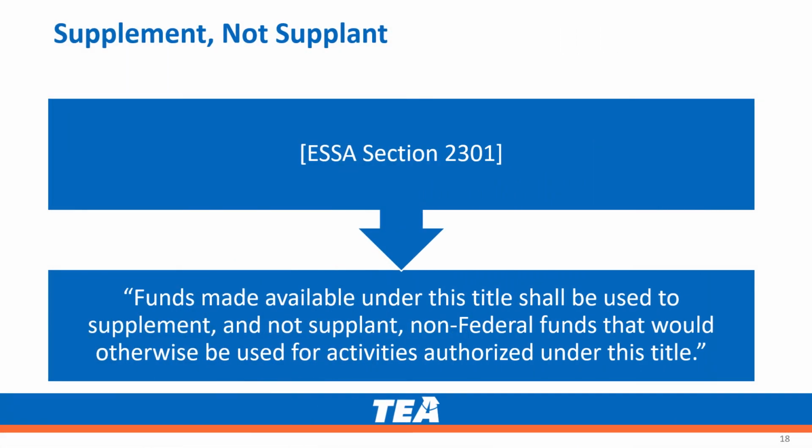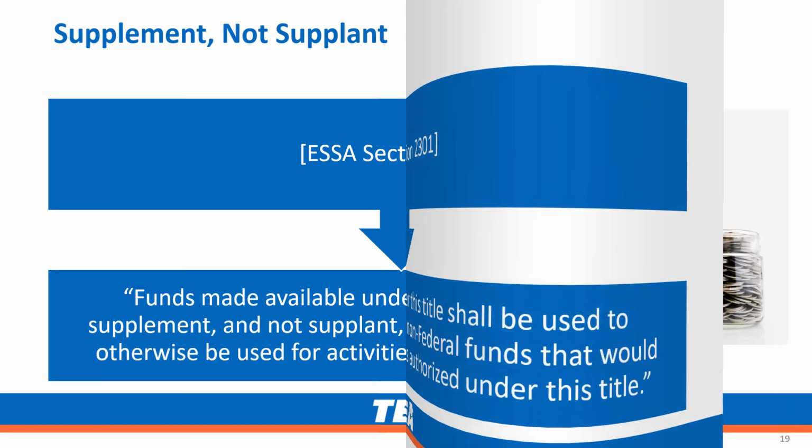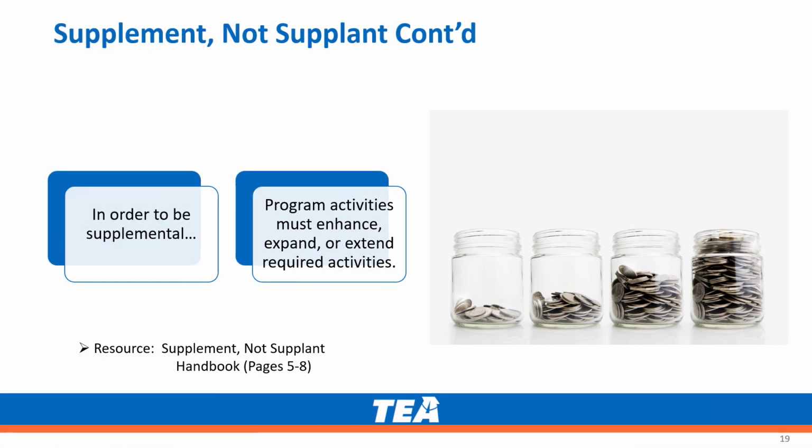Supplement not supplant. As stated in ESSA Section 2301, funds made available under this title shall be used to supplement and not supplant non-federal funds that will otherwise be used for activities authorized under this title. In order for activities to be considered supplemental, program activities must enhance, expand, or extend required activities.